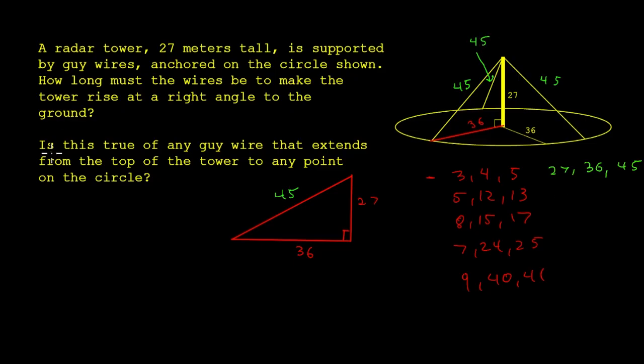Now for the second question, is this true of any guy wire that extends from the top of the tower to any point on the circle? And the answer is yes. We could go there, we could go there, we could go there. Remember again, a circle is the locus of points equidistant from a central point. So all of these distances here would be 36, 36, 36, on and on and on. The tower is a constant 27, so any of these guy wires would be 45.